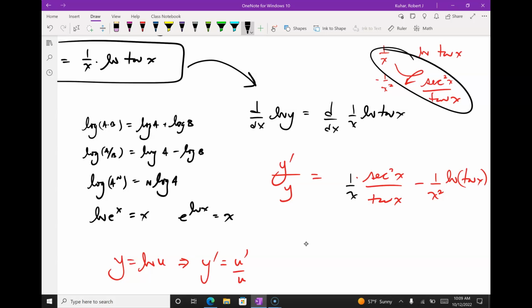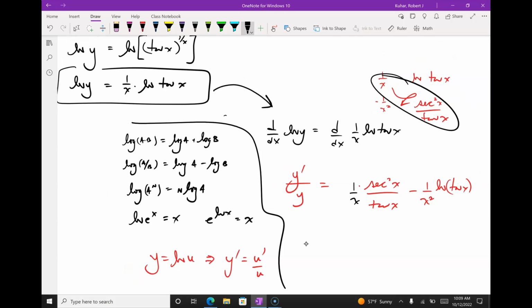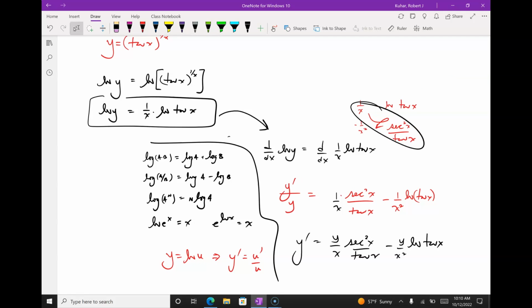Well, I do know I have to solve for y prime here, so I can just multiply both sides by y. I get y over x times secant squared x over tan of x minus y over x squared times the ln of the tan of x. And what is y? Do we know? It's the original problem, tan x raised to the 1 over x, but I want to see if I can do anything with this first.